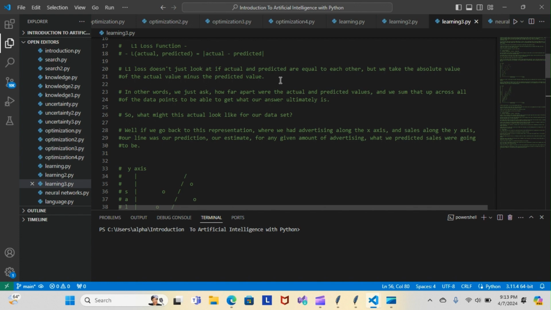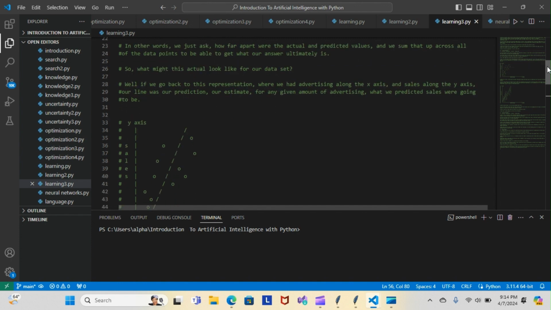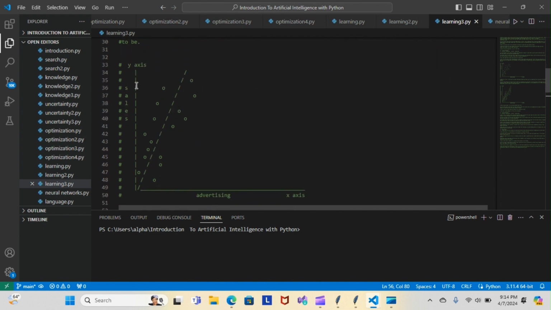So what might this actually look like for our data set? Well, if we go back to this representation where we had advertising along the x-axis and sales along the y-axis, our line was our prediction or our estimate for any given amount of advertising, what we predicted sales were going to be. So let's have a look at it here. You can see this is our sales axis and our advertising axis, and this is the line that tells us exactly what's what. According to advertising money spent, what was the revenue or the sales generated for the company.